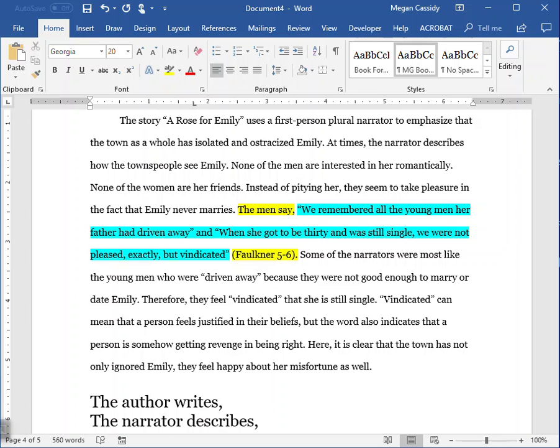You can have things like that. So words like explains, states, says, etc. You have to introduce it. If you don't, it's called a dropped quotation.